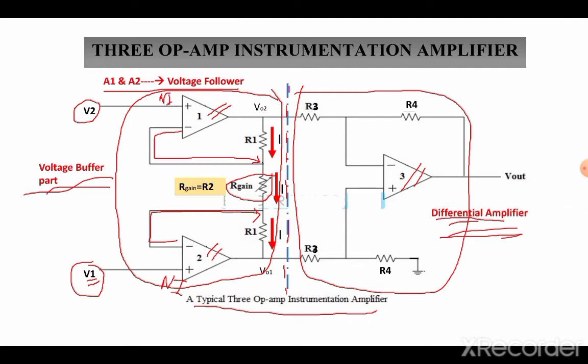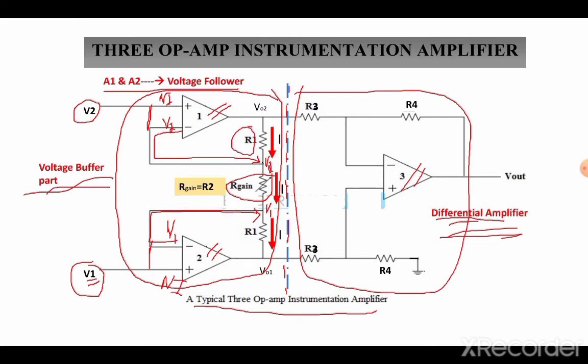Due to the concept of virtual ground or virtual short, as they are voltage follower circuits and unity gain buffers, their terminals are short circuited, and the voltage at the non-inverting terminal will occur at the inverting terminal. The same voltage will occur at this. So V1 will occur here and it will carry till this point also, and from here V2 will occur at this inverting terminal of op-amp 2. So V2 will also occur till here.